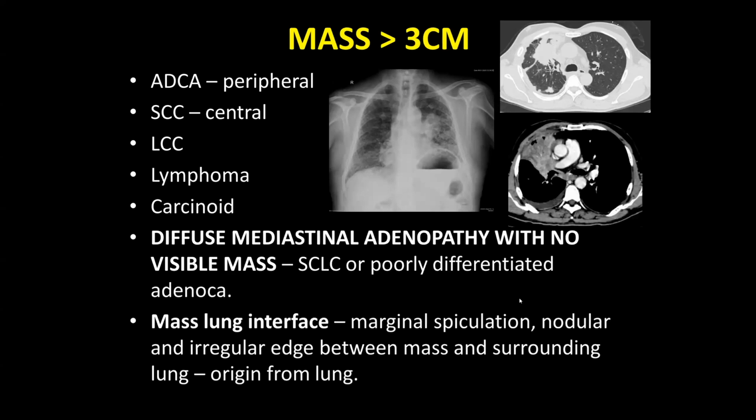So that kind of an appearance, visible diffuse adenopathy with no visible mass: small cell cancer, poorly differentiated adenocarcinoma, and of course lymphoma can do this. Keep lymphoma also in mind, okay, because that will produce diffuse adenopathy.